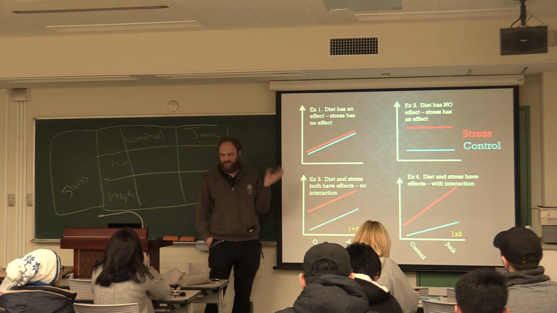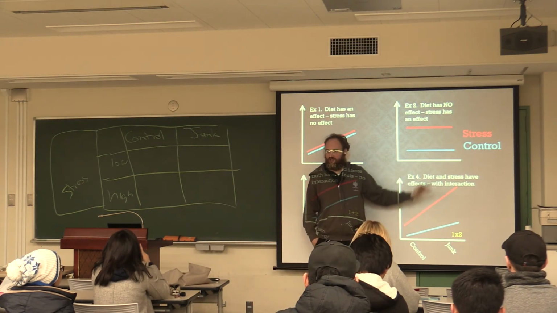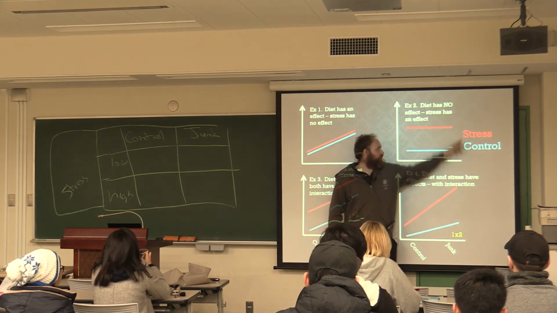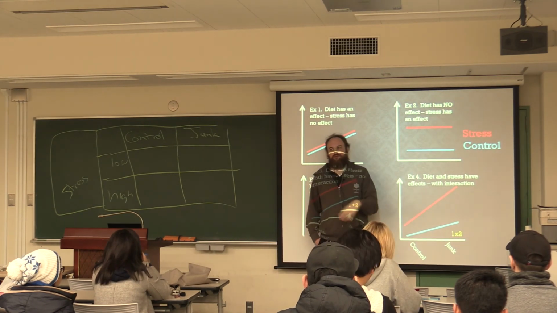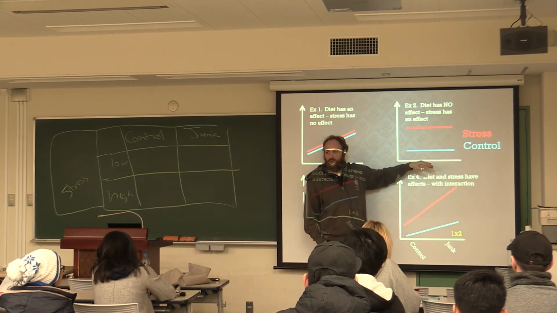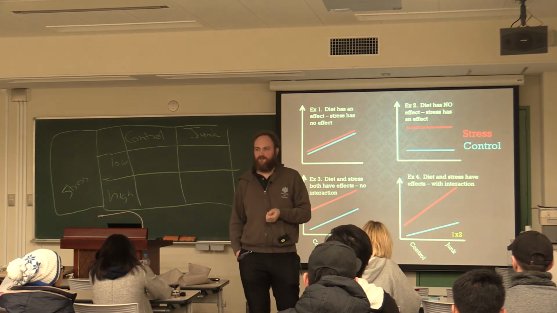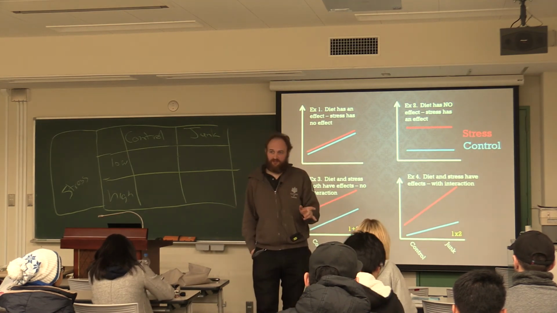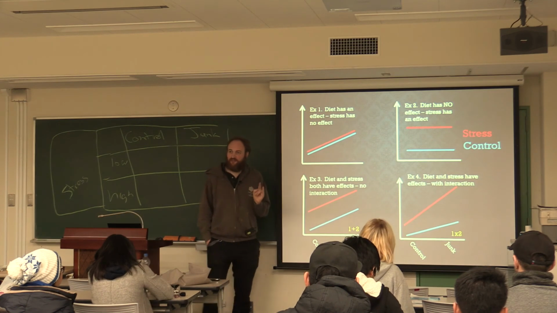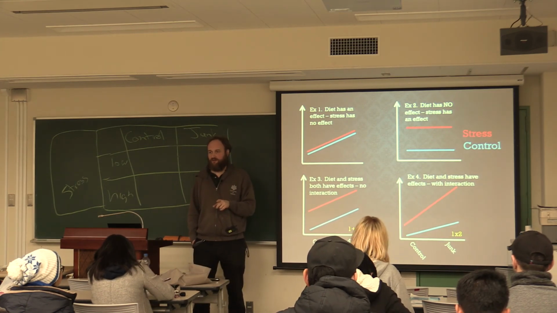So diet has an effect, stress has no effect. Example 2, diet has no effect, but stress has an effect. Feeding them junk food, feeding them controlled food, no difference. But stress has an effect. If you stress them, they put on weight, and if you don't stress them, they don't put on so much weight. So each of those independently. Now you can either add them together, or you can multiply them by each other.